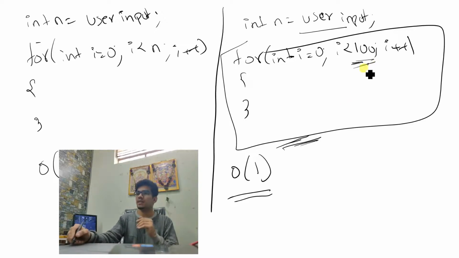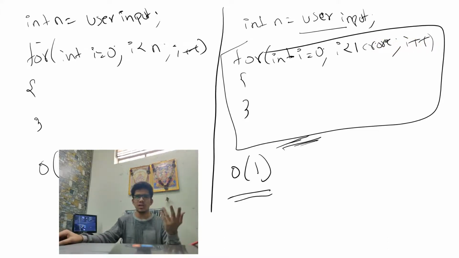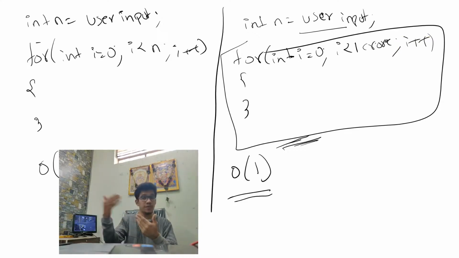For example, let's imagine I had written here i is less than 1 crore, i plus plus. Yes, executing for 1 crore times is bad, I agree. It will take a lot of time, I agree. If it takes 1 day to finish also, that doesn't change my definition of time complexity here.